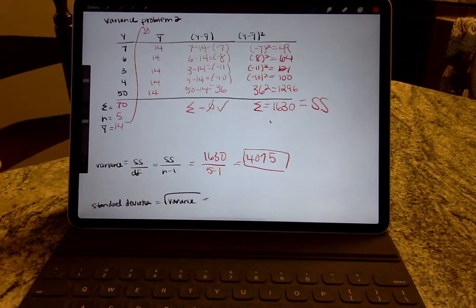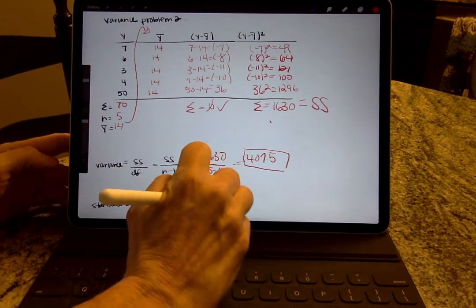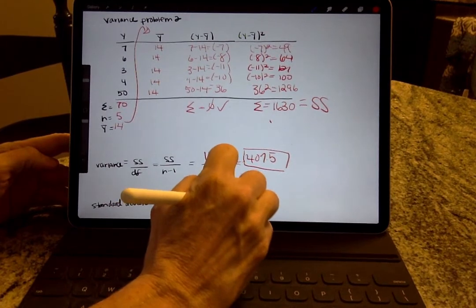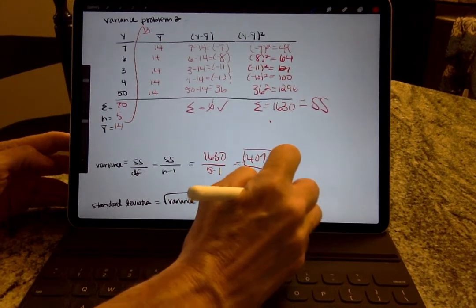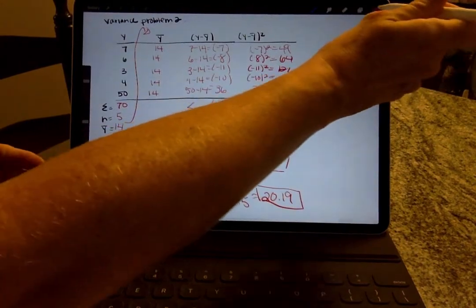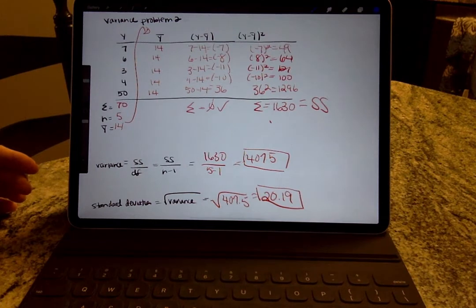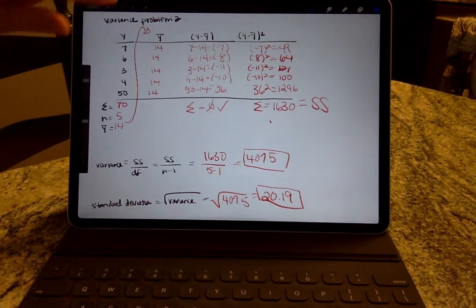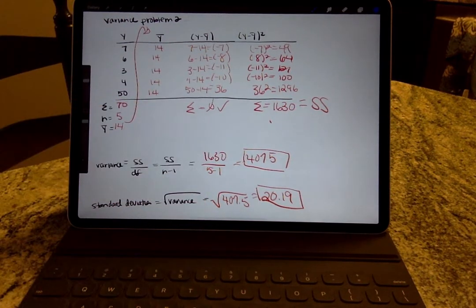Once we have that, we're ready to plug it into our standard deviation. Standard deviation is the square root of the variance. So we're going to take the square root of 407.5, and that equals 20.19. Just to compare this to what we did in the last problem: in this problem, with these 5 numbers, we've got a sum of squares of 1630, a variance of 407.5, and a standard deviation of 20.19.